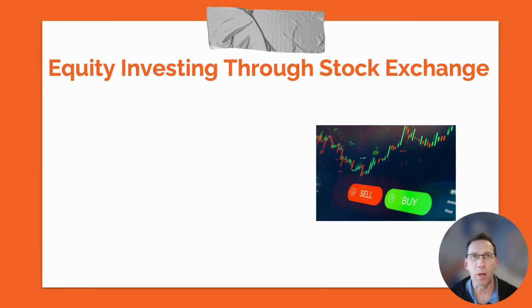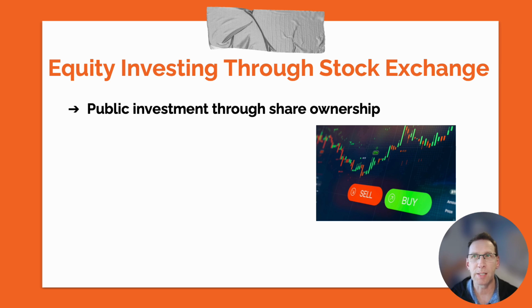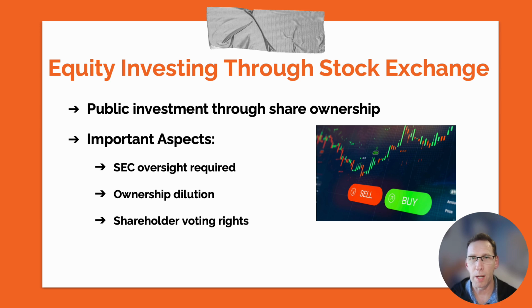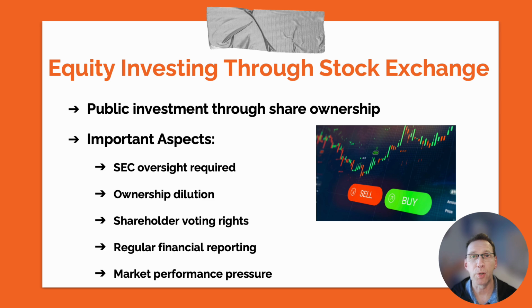And then there's equity investing through the stock exchange. This is public investment through share ownership or stock ownership. Now, the important aspects here include that there is SEC, or Securities Exchange Commission, oversight that is required. There's ownership dilution. That means the ownership is spread amongst whoever is holding stock in the company. Shareholders have voting rights in what goes on in the business. You have to make regular financial reports that are made public so everyone can see it. And there is also market performance pressure. Again, this is a varied risk. It opens things up. This is for more mature stage businesses, and there's a lot of public involvement in this.